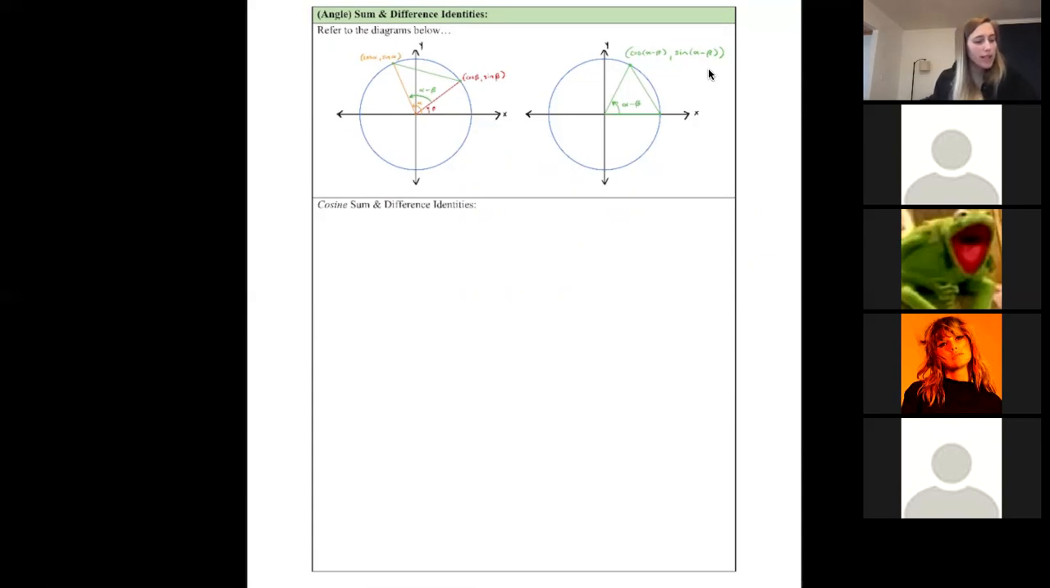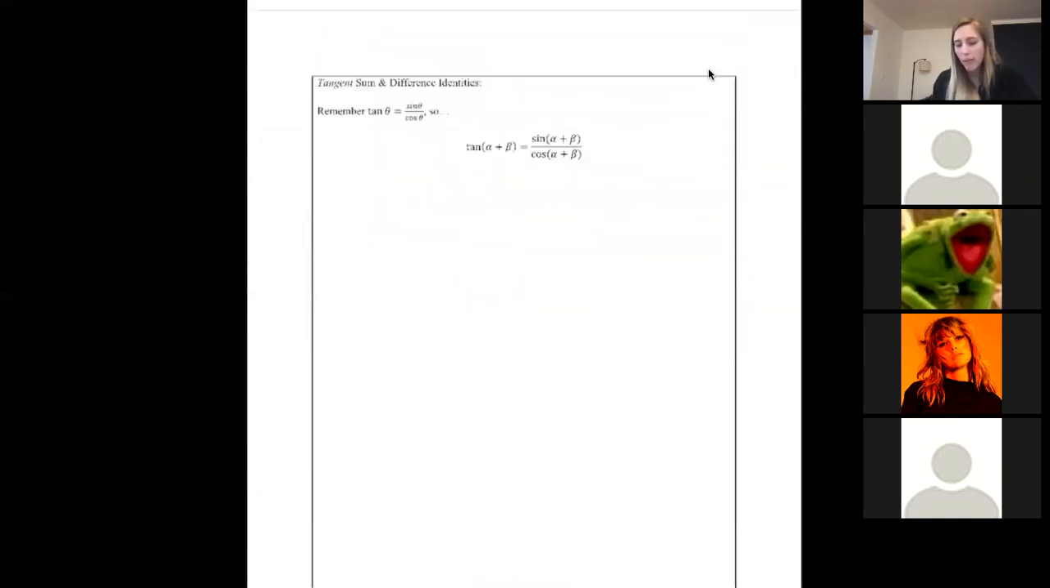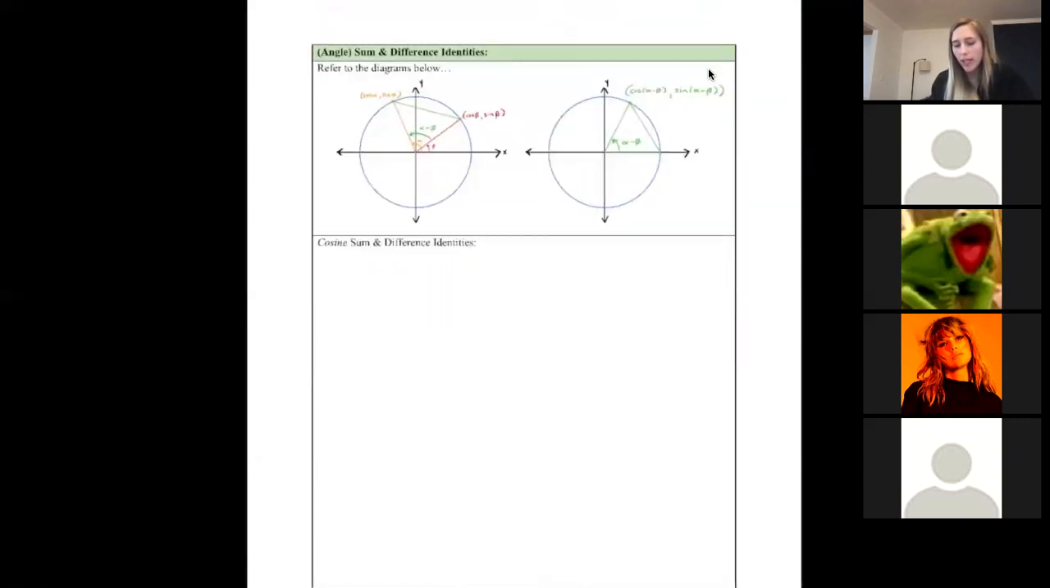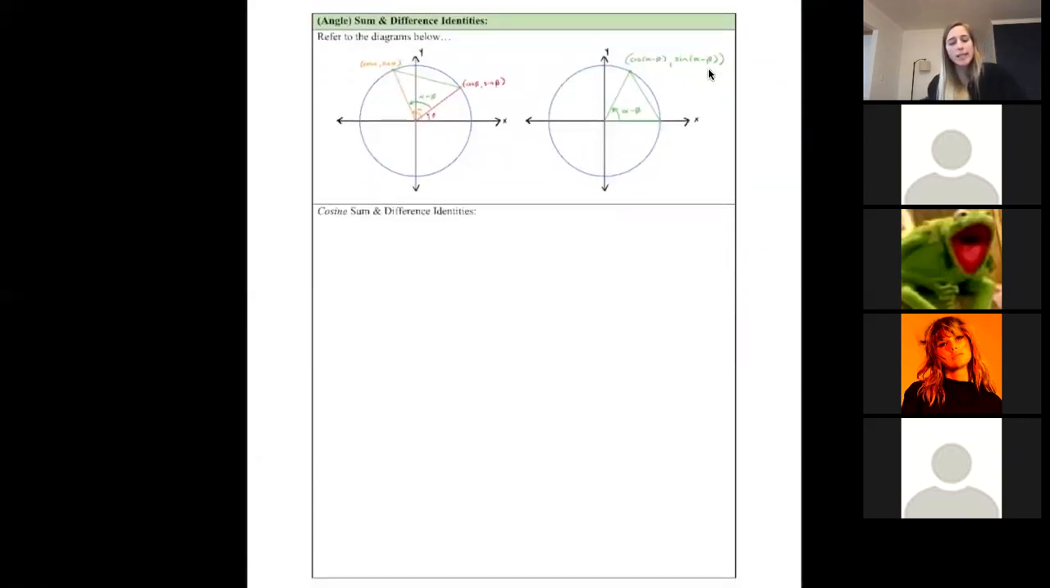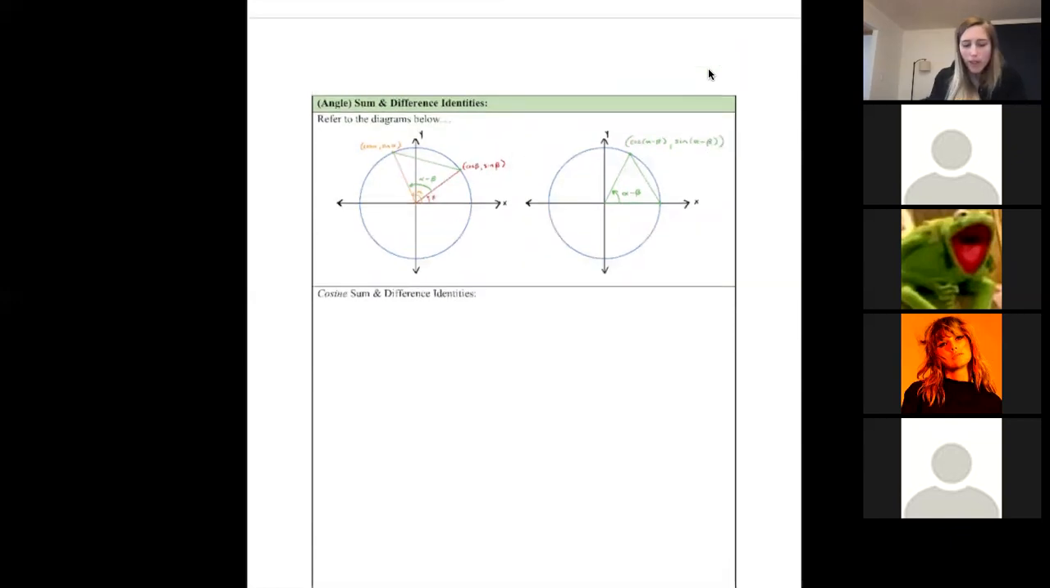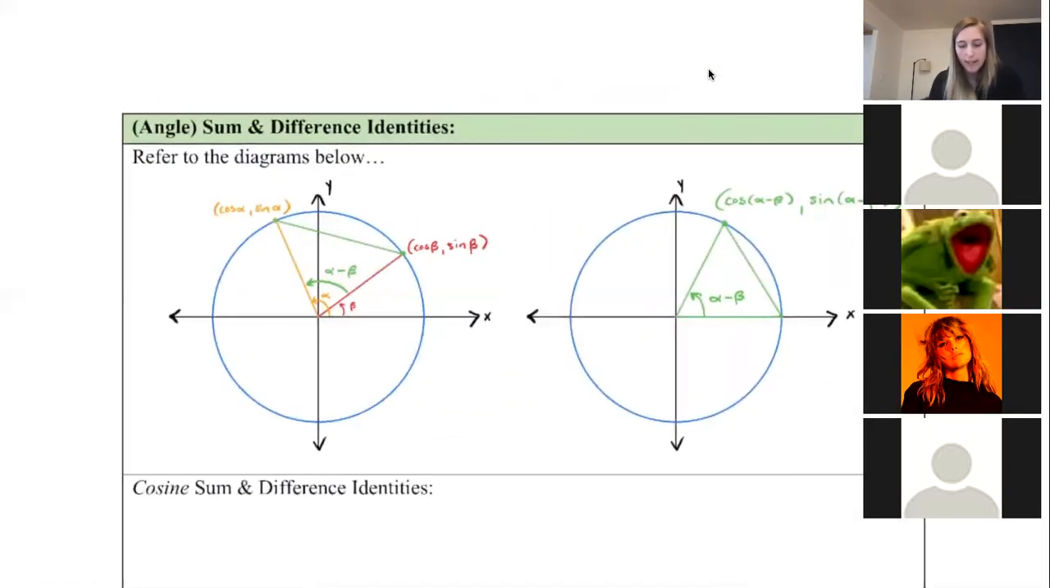So there's the cosine, sine, and tangent. You can see I have a different page for each one. There's the cosine, sine, and tangent angle sum and difference identities. I say angle because they're known as the sum and difference identities, but whenever I think of it, it's the angle sum. That's the helpful part to me. We're going to start with the cosine sum and difference identities, and I've drawn a picture for you guys.